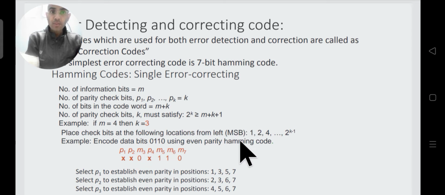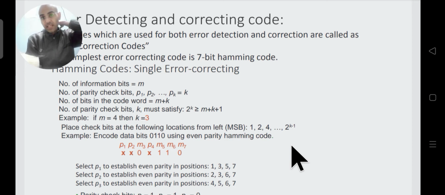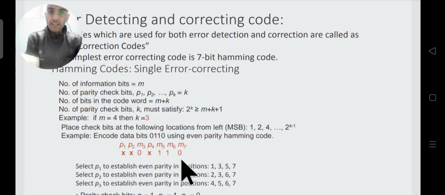And how to write a Hamming code? Let's say the question is something like this: encode a data bit 0110 using even parity Hamming code. Okay. So we want even parity Hamming code. Even parity Hamming code means that each group should have an even number of ones. Which group? This whole code will be divided into subgroups to detect the error and then to correct the errors.